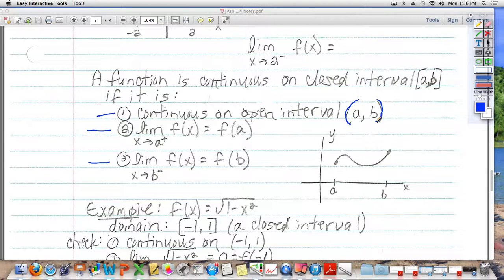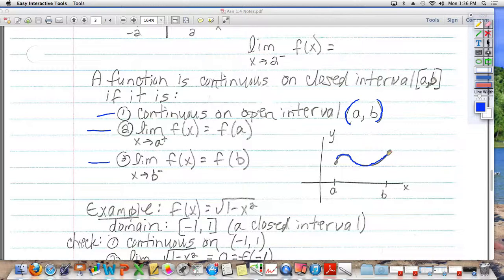So if you're looking at this, for example, is the graph continuous in between those points? Does it go on and on and on? Yes. So that would be an example of when a graph is continuous in between A and B. But it also has to meet these 2 stipulations, which means this.